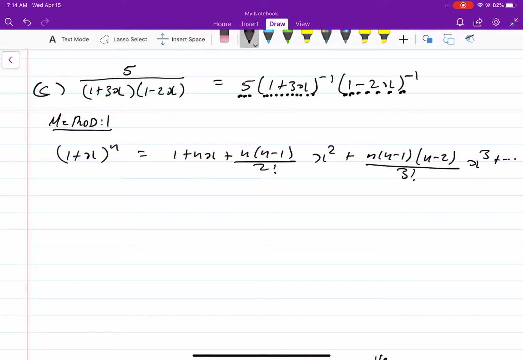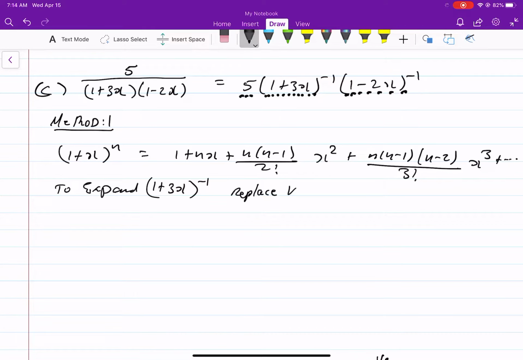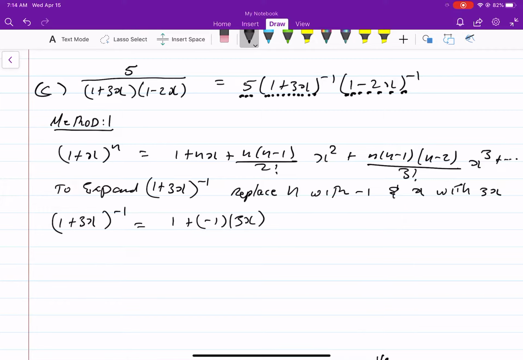Okay, so the first case, let's see what happens. So this becomes 1 plus 3x to the power minus 1 is equal to 1 plus minus 1 times x is replaced with 3x.